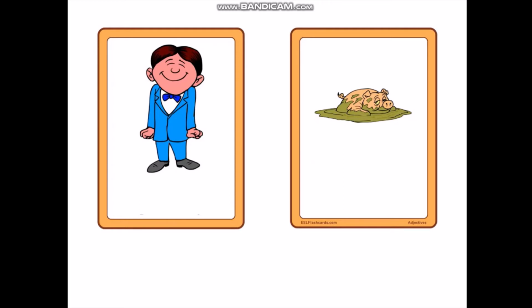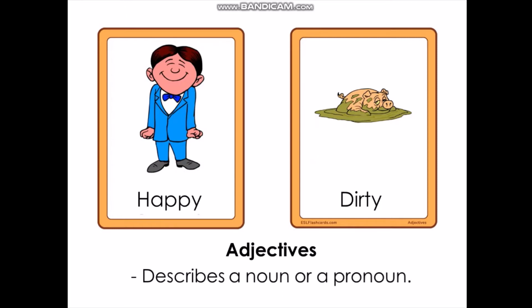So can you describe the first picture? Very good. It's happy. How about the second picture? Good job. It's dirty. And happy and dirty are words that are describing words. So we call them adjectives. So what are adjectives? Adjectives describe a noun or a pronoun.